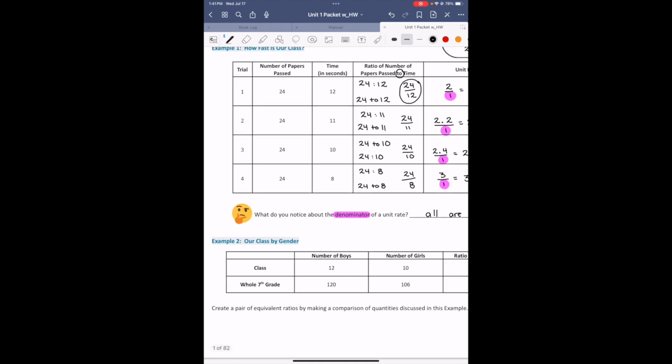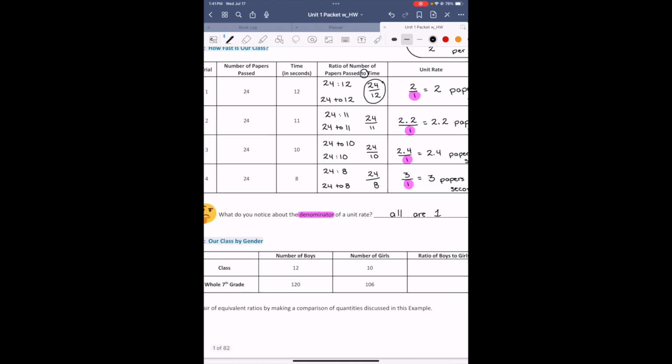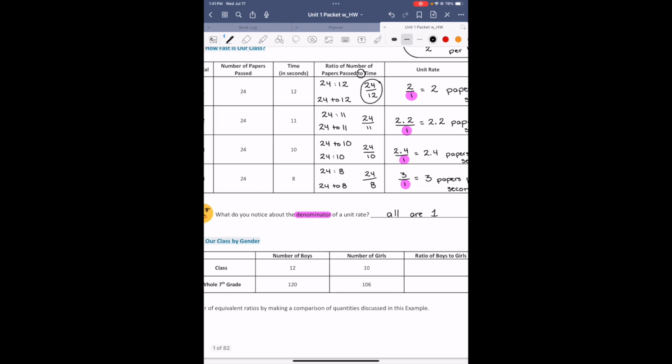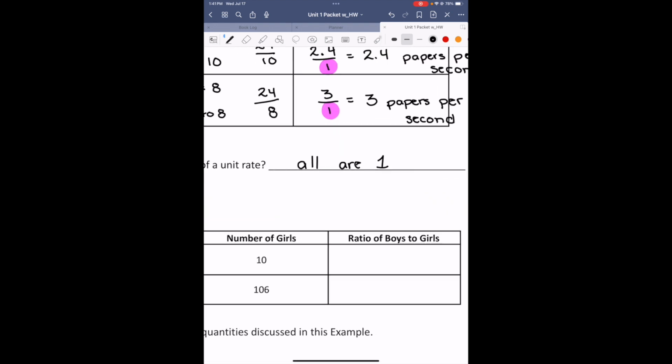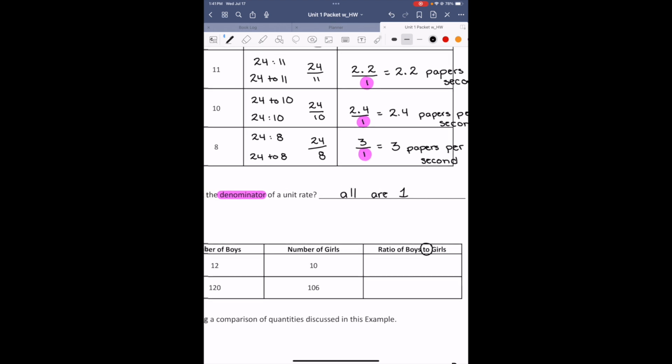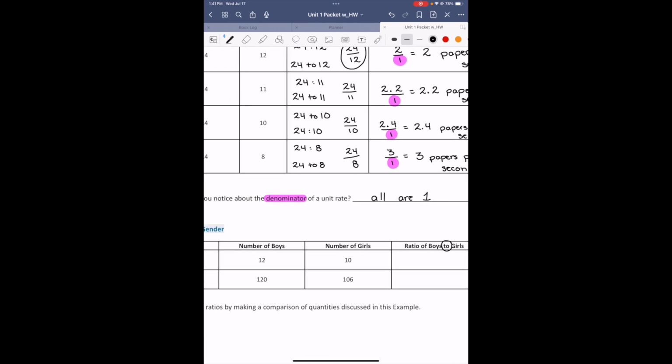So it's comparing the number of boys to the number of girls, just asking you for that ratio. It says ratio of boys to girls. That means boys should be written first in all of our ratios. So let's write that out. Boys to girls, so 12 to 10, or my fraction 12 over 10.